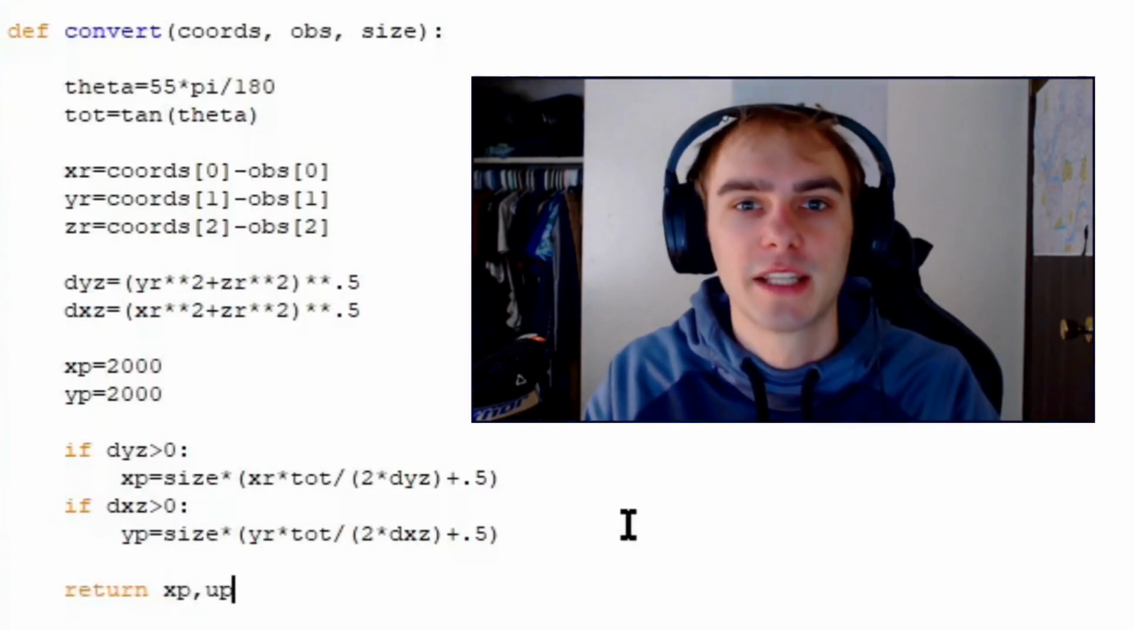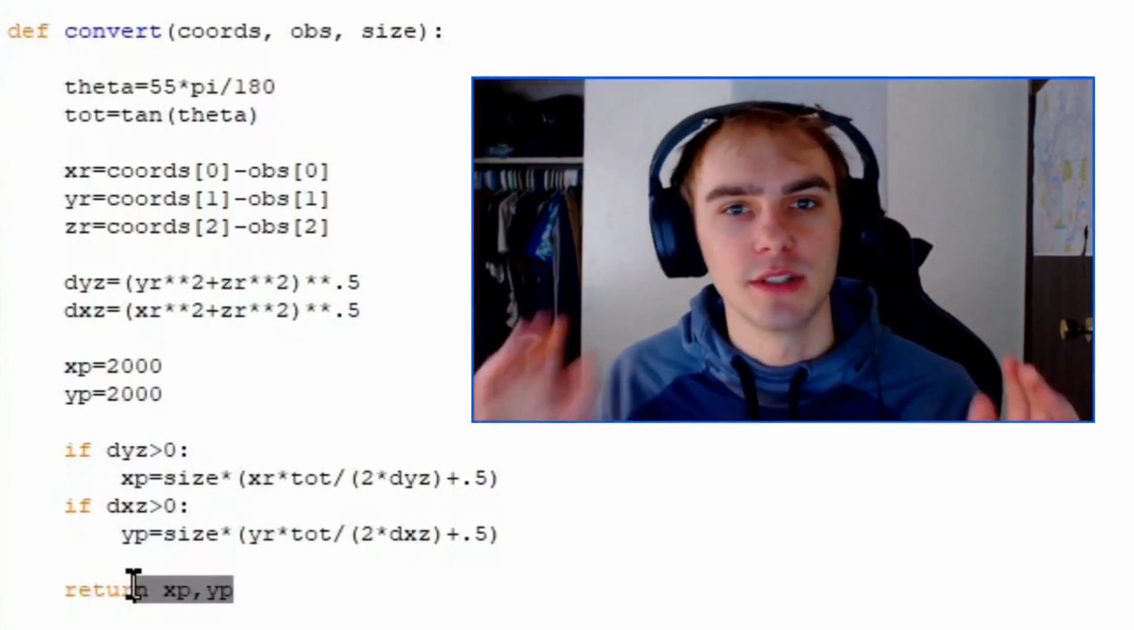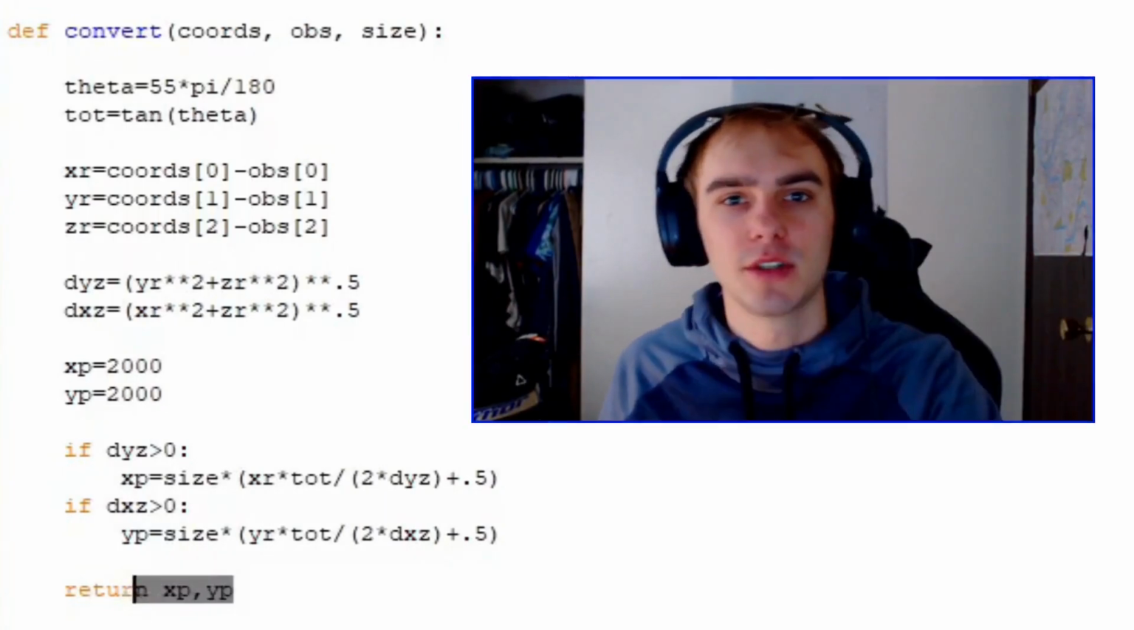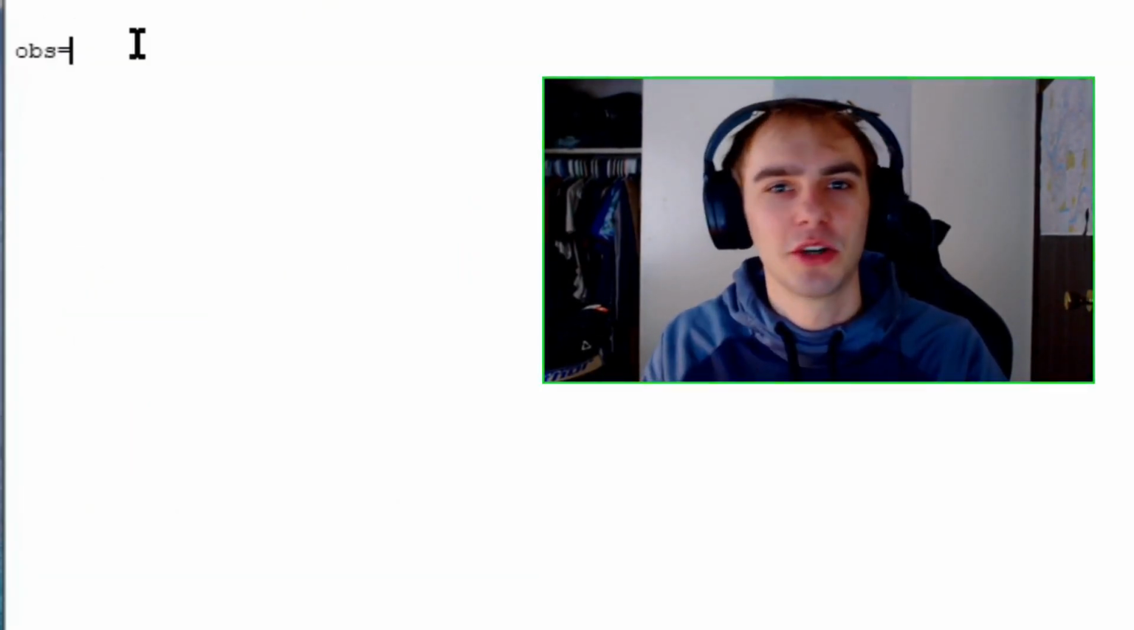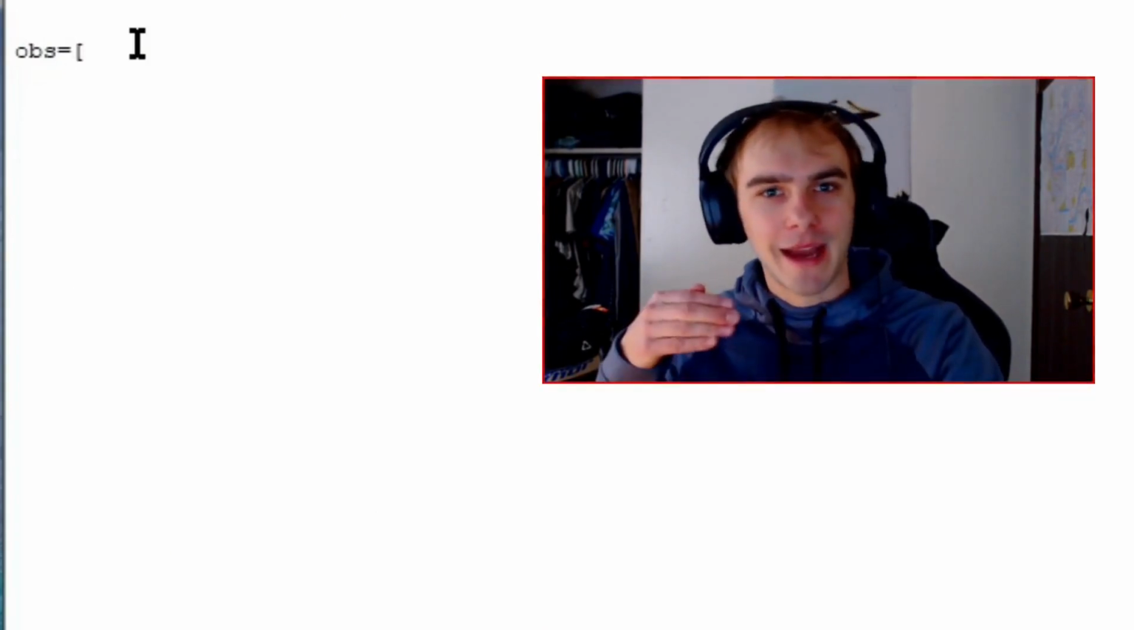Then type return xp, yp. All it outputs is 2 variables, your x and y position along whatever screen that you made. Okay, so we need the coordinates for a cube. 0, 0, 0, 1, you know, the whole combination of 8 points total. Here they are. Let's say the observer is going to be at 0, 0, -3, so pull them back a little bit out of there.